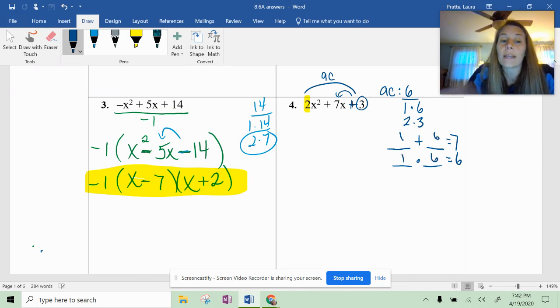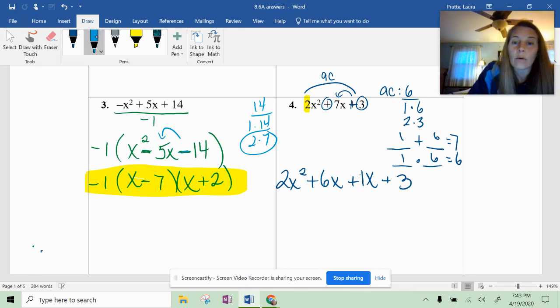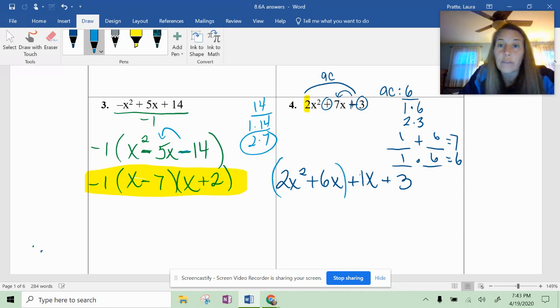Now, instead of just writing it into the 2 final parentheses like we did on the last 3 problems, we're going to rewrite the whole problem. So 2x squared, and then these are both going to be positive. So plus 6x plus 1x plus the 3 at the end. Now, you could have reversed the order here of the 1 and the 6. It doesn't matter. Now, once you rewrite the problem, now GCF of the first 2 terms.